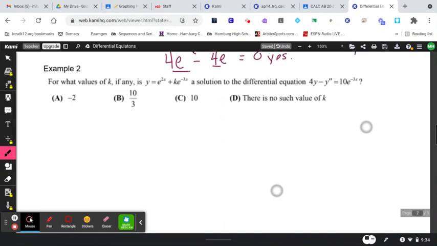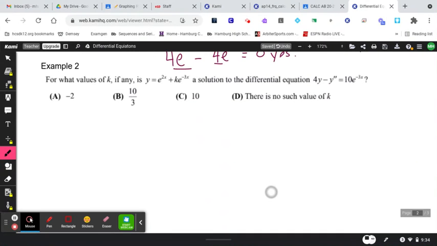Here's another way they can ask the question. For what value of k, if any, is y equals e to the 2x plus k e to the negative 3x a solution to this differential equation? So again, I'm just looking at the pieces that I might need. I need to figure out what y is, which is given. I'm going to need y double prime, so I'll have to go find that. And then I just want to see if I set them equal, what do I get for k?